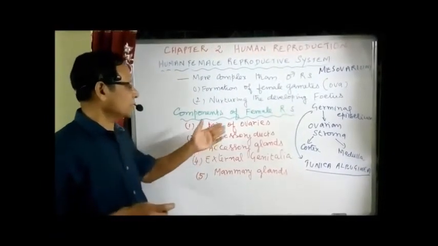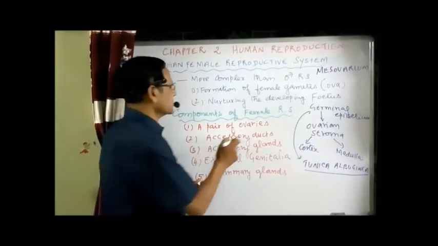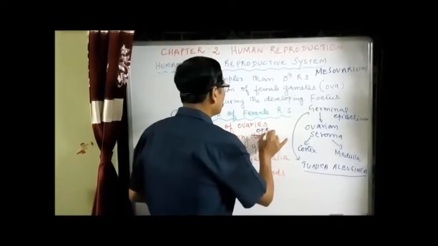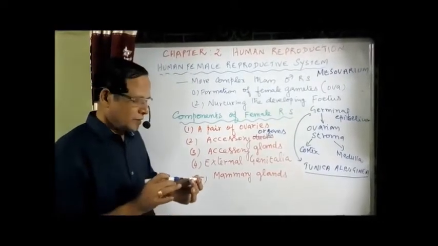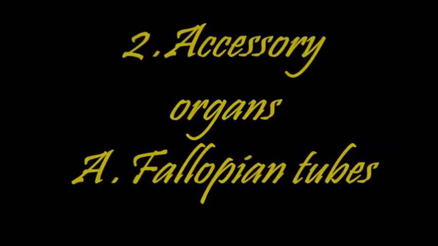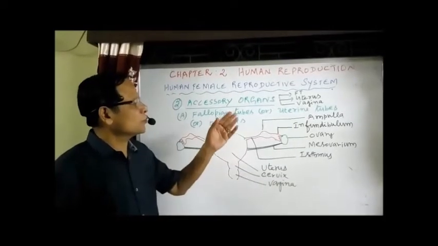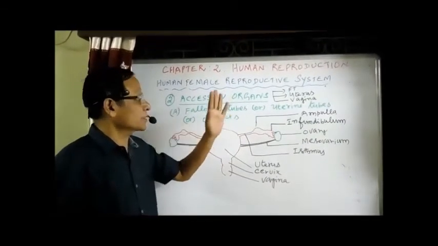Now we have to go for the accessory ducts. What are the different types of accessory ducts, or we can say accessory organs? Instead of using the word ducts alone, we have to go for accessory organs one by one. The fallopian tubes, uterus and vagina together constitute the accessory organs.